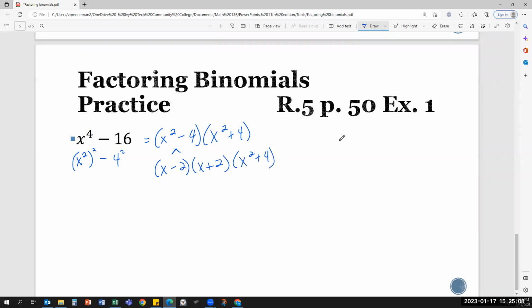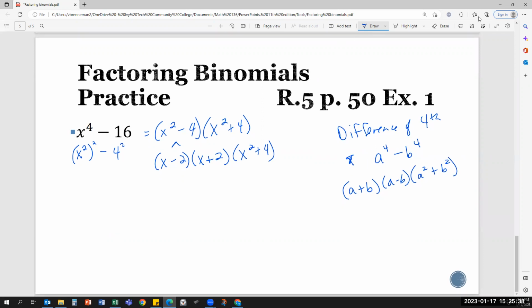So if you want a rule for difference of fourth powers, if we have a to the fourth minus b to the fourth, it's always going to be a plus b times a minus b times a squared plus b squared. But there comes a point where you can just do the difference of squares twice, then that'll get you there. So that's factoring binomials.